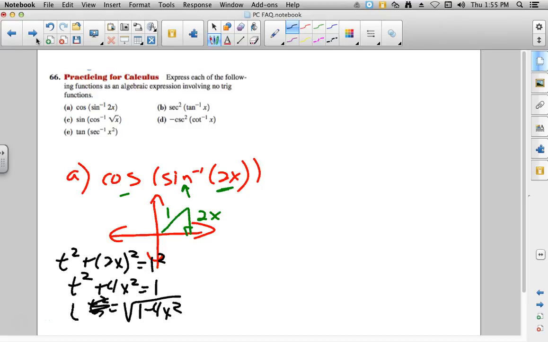We'd subtract the 4x squared from both sides and then take the square root. And now I'll take that off because that's just t. So this is t, and it is the square root of 1 minus 4x squared. And now they ask us for the cosine. Cosine is adjacent over hypotenuse. This is adjacent. This is hypotenuse.